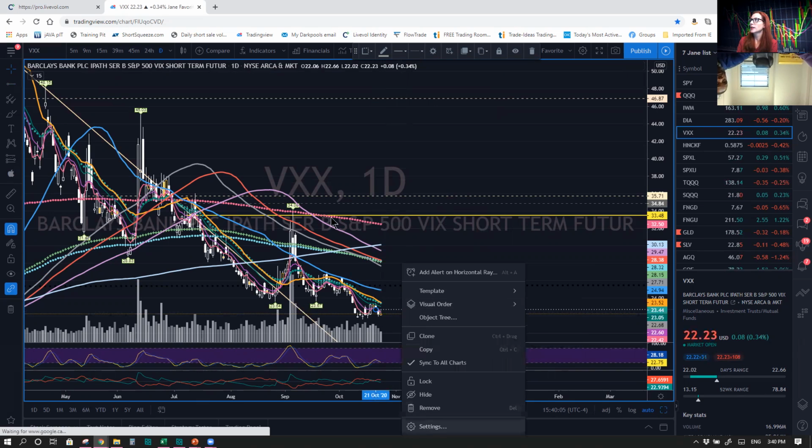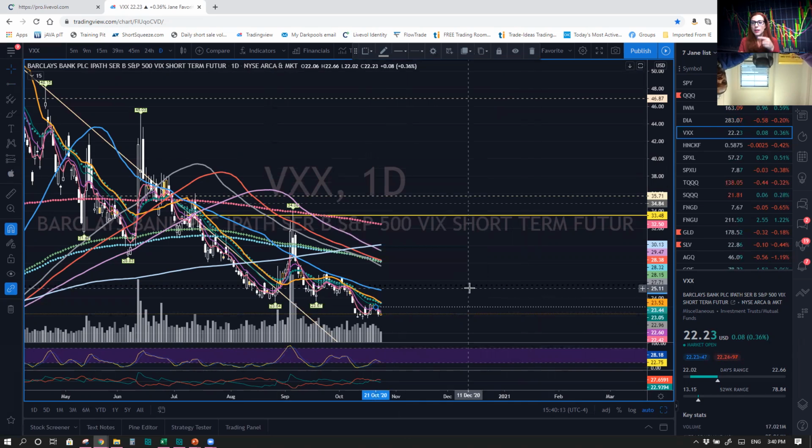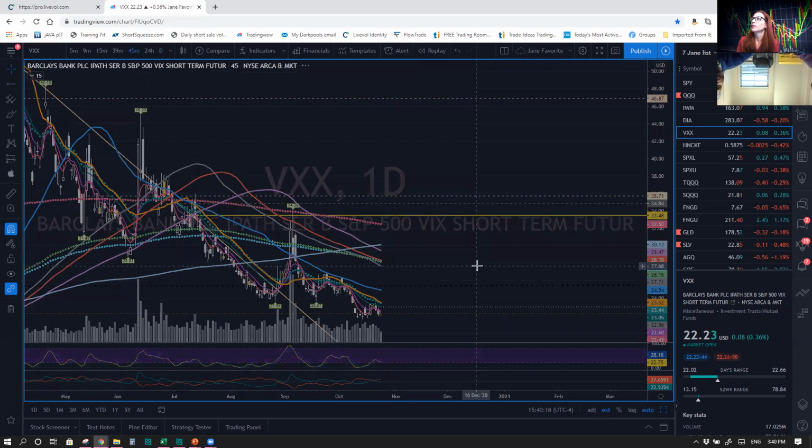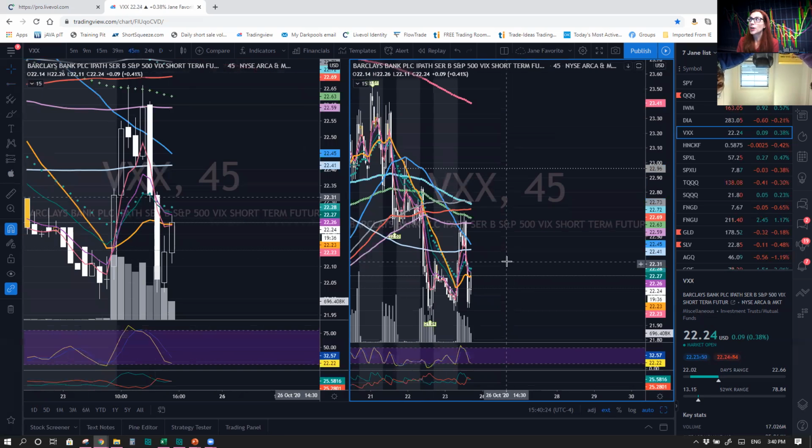And settings, 22.96. So this trades the opposite direction of the SPY usually. Okay, so is this somewhere where people can go if the market was going to crash? You could potentially buy VXX. However, it's always dropping, right?